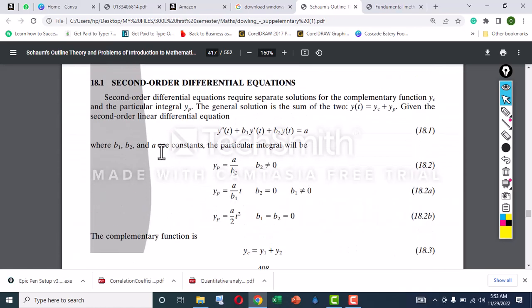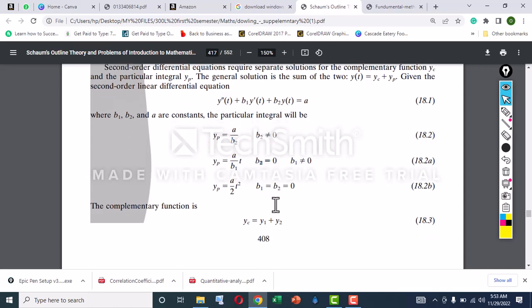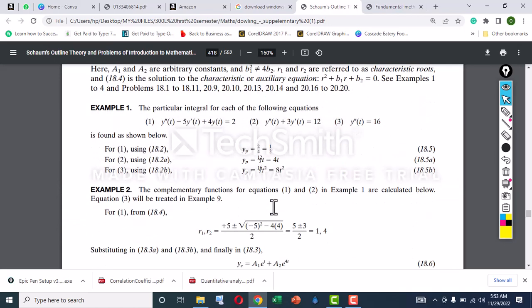And this is the particular integral. The particular integral is the one we have if b is not equal to 0, and if b is equal to 0, there are other cases. So let's take an example. The complementary function for equations 1 and 2 in example 1 are calculated below.